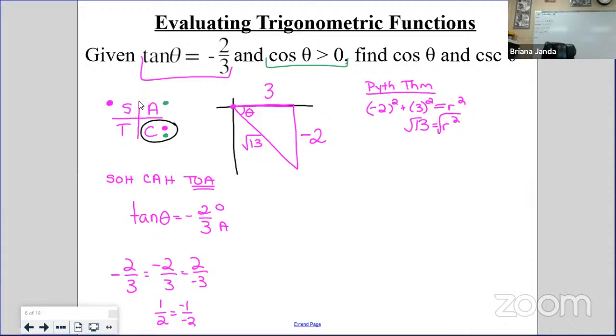Always theta at the origin. Use that to label opposite, adjacent, and hypotenuse. Think through your trig functions. This time they only asked you for 2 of them. They asked you for cosine, which would be your adjacent side over your hypotenuse, which we will rationalize as always.